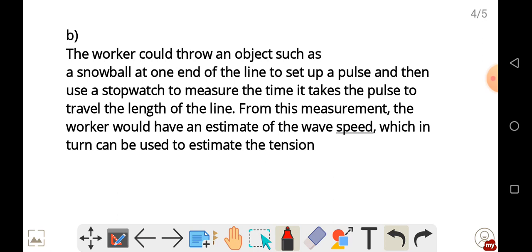The worker on the ground could throw an object such as a snowball at one end of the line to set up a pulse, and then use a stopwatch to measure the time it takes the pulse to travel the length of the line. From this measurement, the worker would have an estimate of the wave speed, which in turn can be used to estimate the tension. So this is the procedure a worker on the ground can use to estimate the tension.